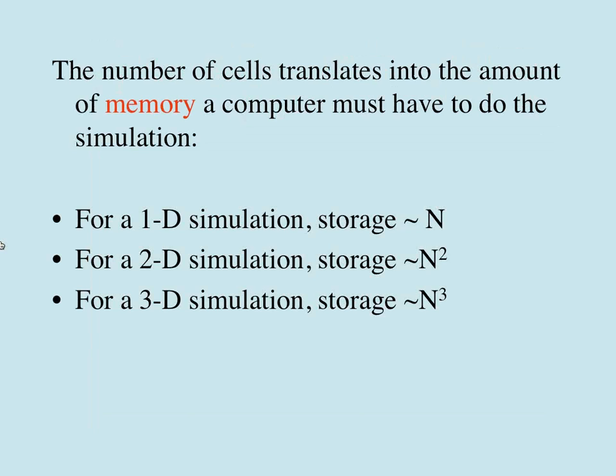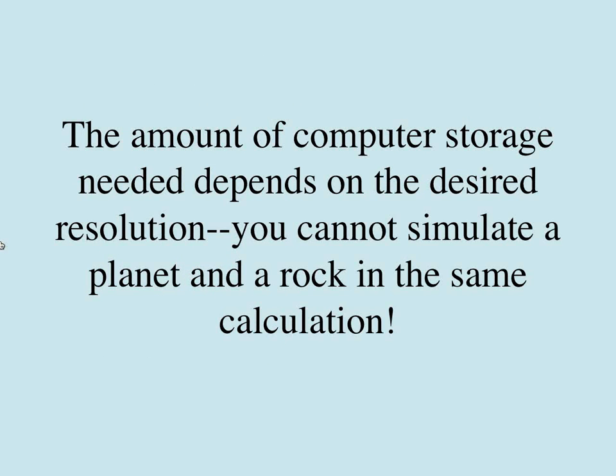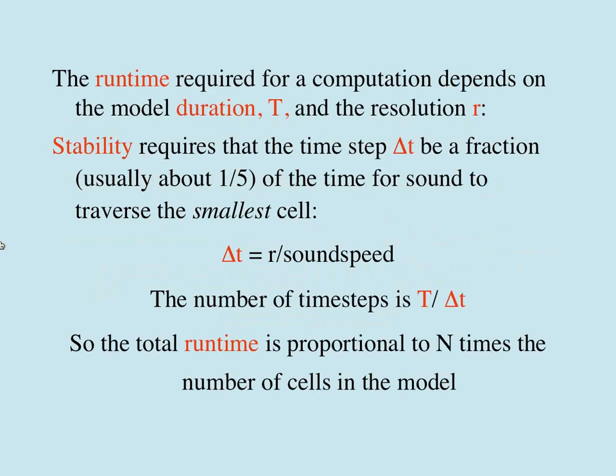Number of cells translates into need for storage, and that goes like the first, second, or third power of the number of linear cells. And then I give an example for 1,000 cells horizontally, say, what kind of storage you need, and it grows rapidly with the size of the problem. The amount of computer storage depends upon the resolution, and you can't do a planet and a rock in the same calculation. Even with multi-terabyte storage, there are limits, as again everybody knows here.